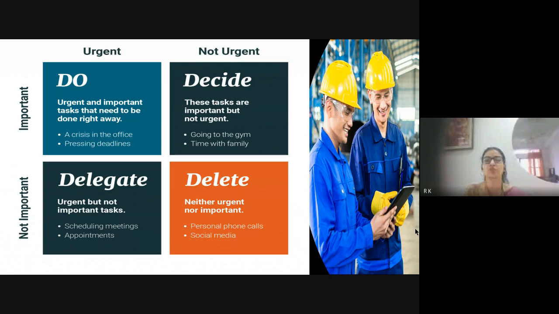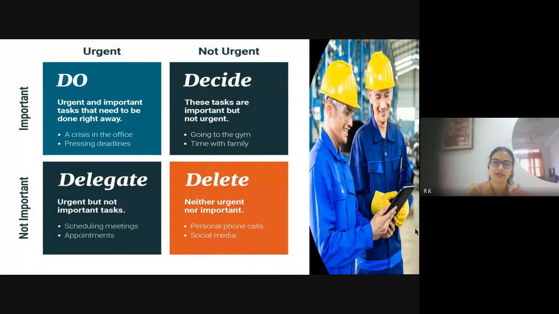Then, not urgent, important. So there you decide where to do and how to do. Say, for example, going to the gym. It's very important because you need to maintain your physical status. It's very, very important, but it is not urgent. So you have to plan it for when you can do it, right?